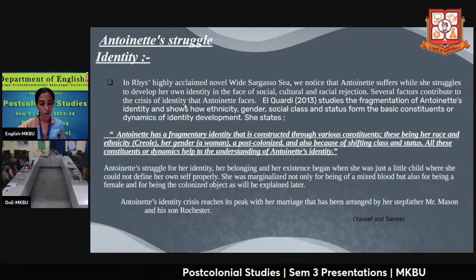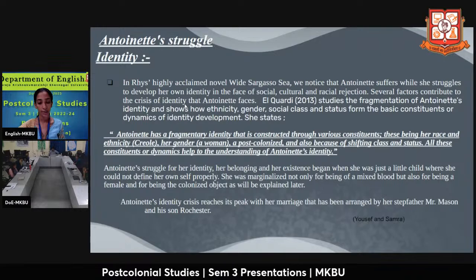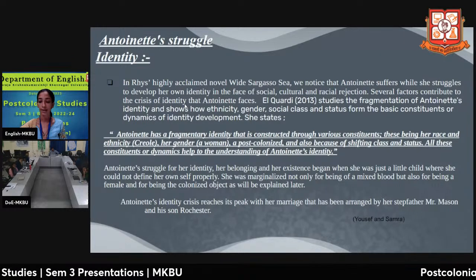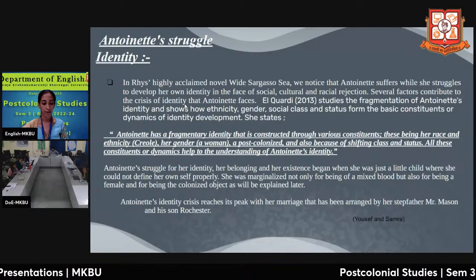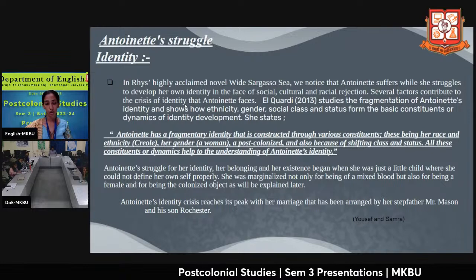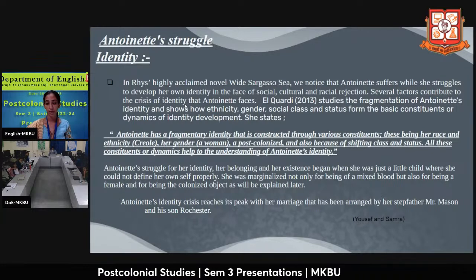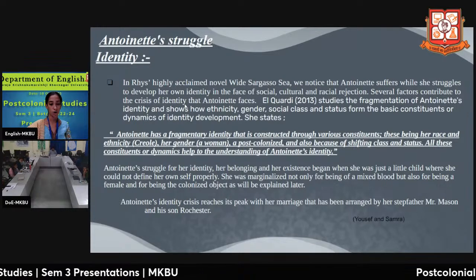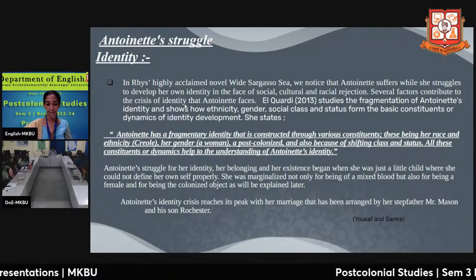Her struggle for her identity, belonging, and her existence began when she was just a little child, where she could not define her own self properly. She was marginalized not only for being of mixed blood, but also for being female and for being a colonized object, as will be explained later.